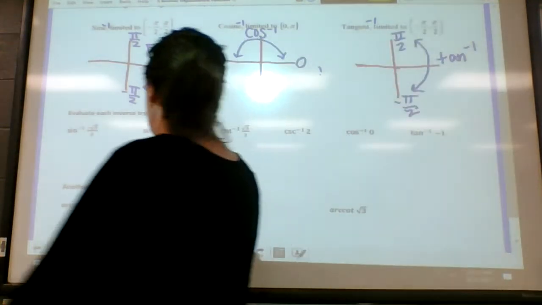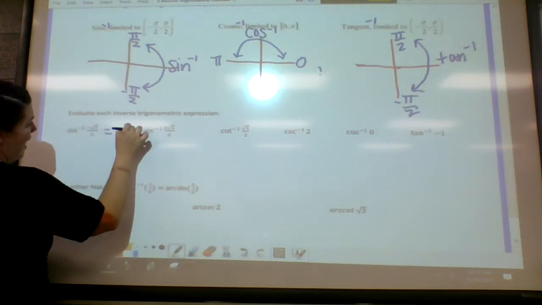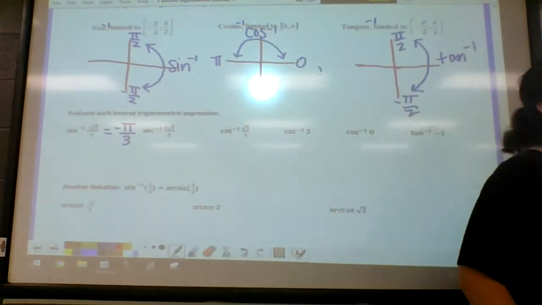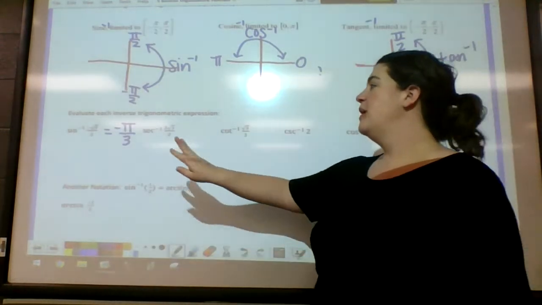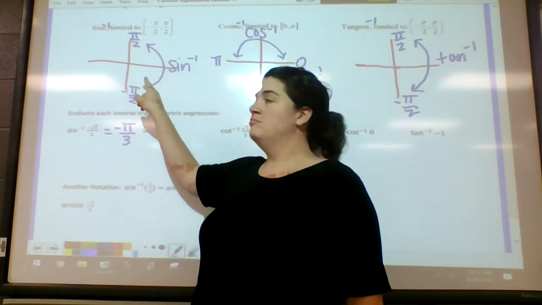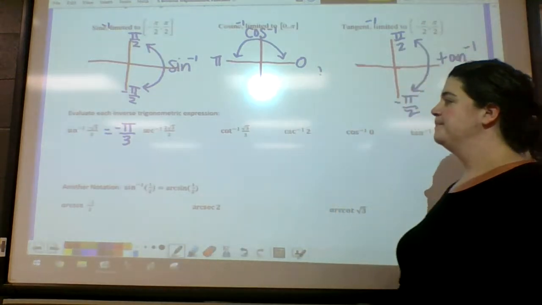So what angle gives us a sine of negative square root of 3 over 2? Well, that is negative pi over 3. Whatever number you put here should live between these two numbers. So negative pi over 3 is between negative pi over 2 and positive pi over 2.